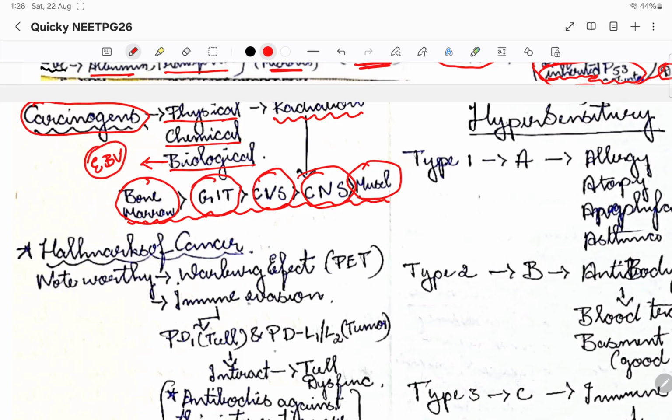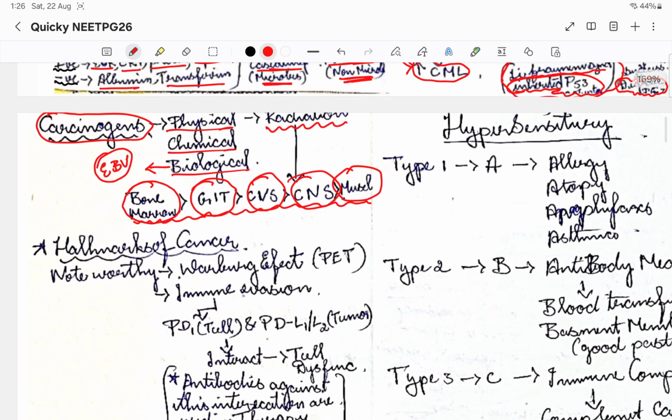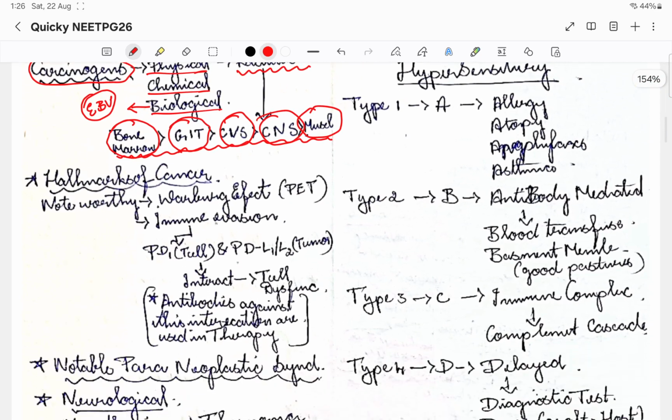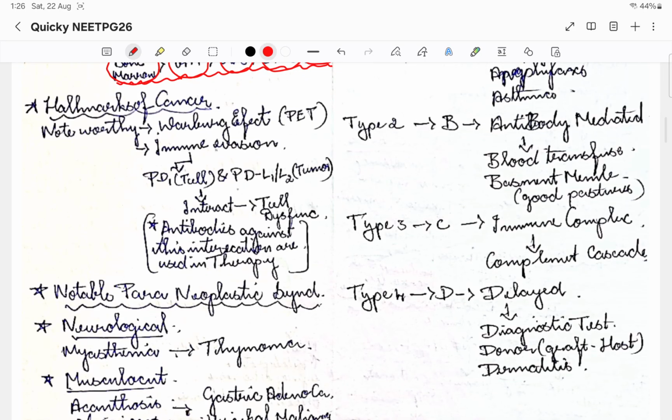Then one big example for a biological carcinogen is EBV, which we discussed in microbiology, right? EBV is one of the major organisms that might cause cancer. It is a big carcinogen. That's it, that is with respect to carcinogens.